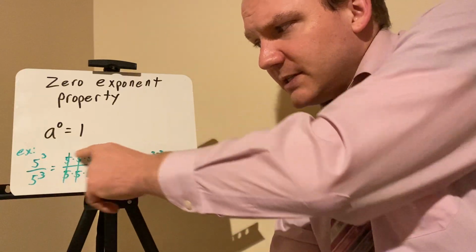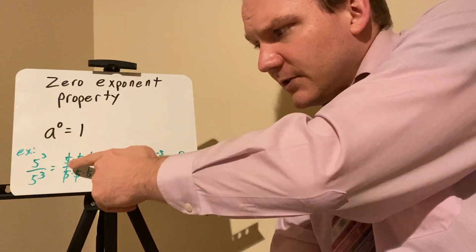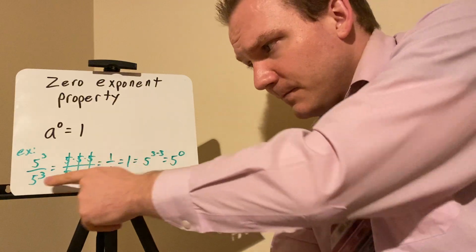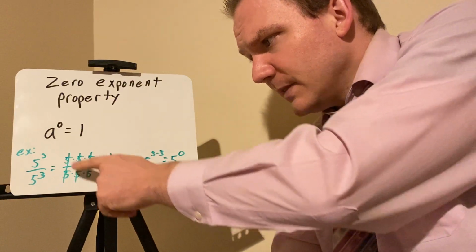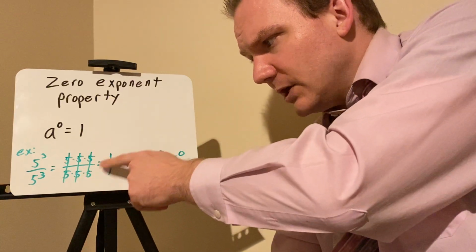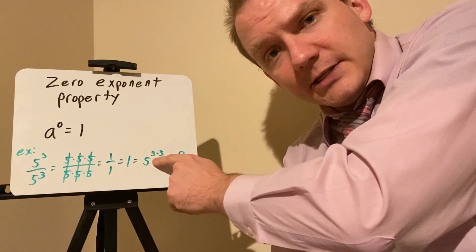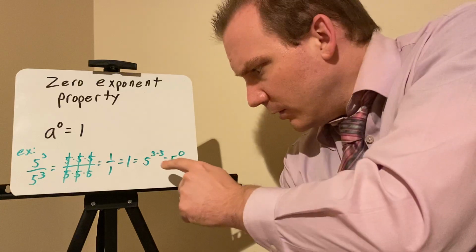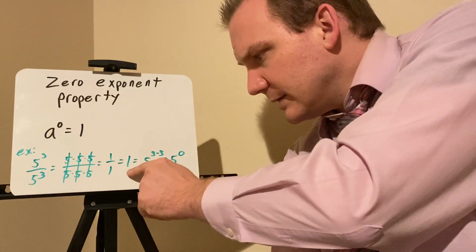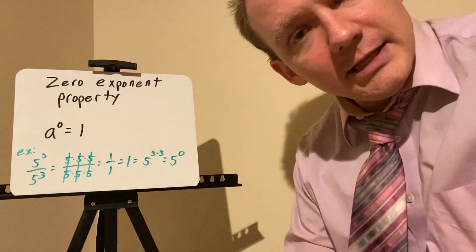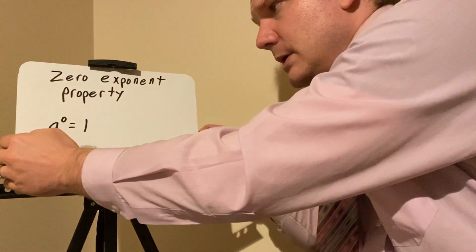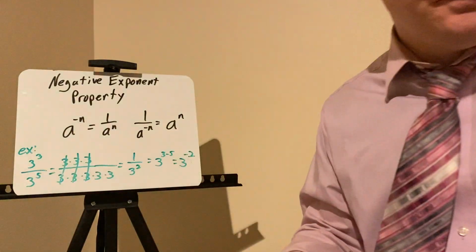But also if you put this in expanded form, 5 to the third is 5 times 5 times 5 over 5 times 5 times 5. And these all divide out and cancel out to equal 1 over 1, which equals 1, which equals 5 to the 3 minus 3. And 3 minus 3 is 0. So 5 to the 0 is going to equal 1. Anything to the 0 would equal 1. That's the zero exponent property.